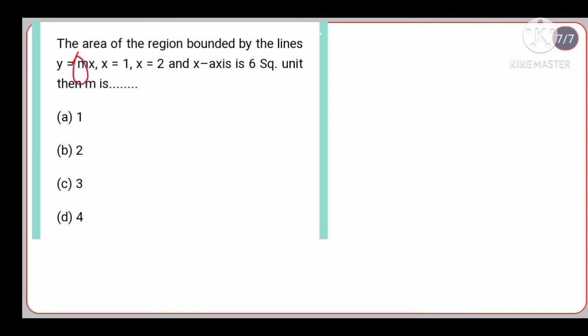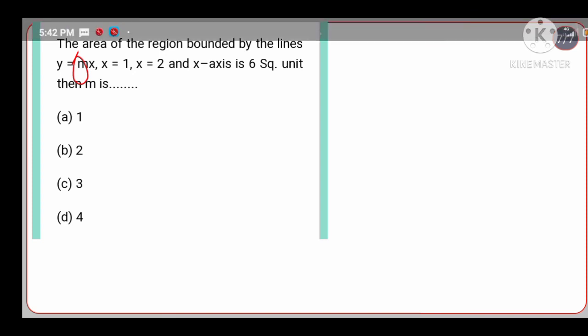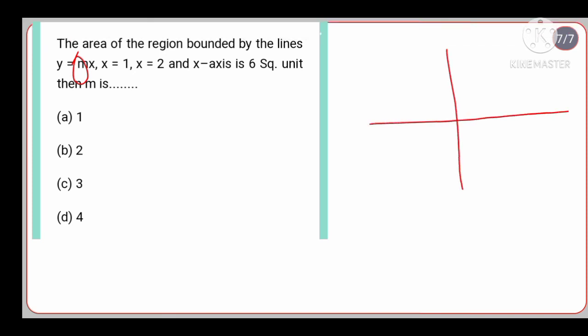So how will we find this m? See here, the line y is equal to mx is given, and m is positive. So the line is present in the first and fourth quadrant because m is positive. If m is negative, then the line comes in the second and third quadrant. But here the line comes in the first and fourth quadrant. And as x is equal to 1 and x is equal to 2 are given, we have to find only this area.